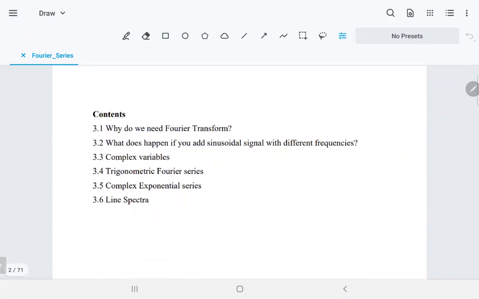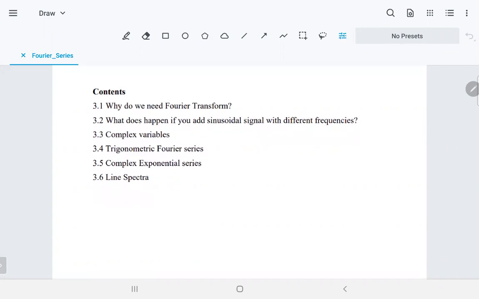So that's what we're going to talk about. We're going to talk about what Fourier series is, why we need it, and we're going to study the two forms of Fourier series. One called trigonometric Fourier series and the other one complex exponential series. And then the line spectrum, which is really important.